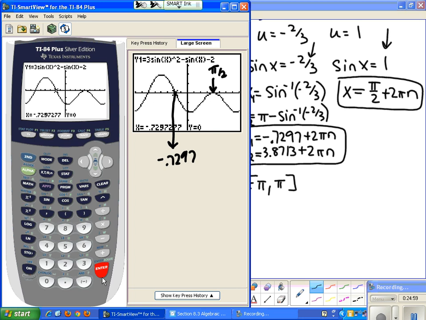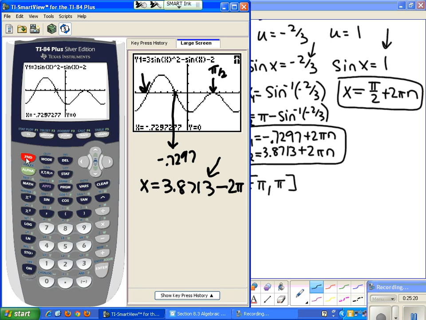Well, what about the other answer we found? Remember, it was x equals 3.8713. Well, the problem with this is notice that, well, pi is 3.14. So this is too large. So if it's plus 2 pi n, we can do minus 2 pi, and that should give me this solution right here. So let's even check that.